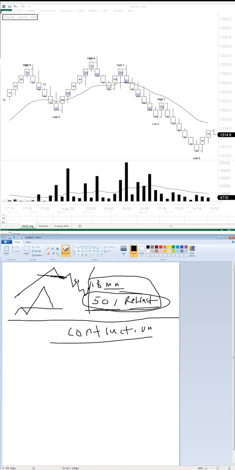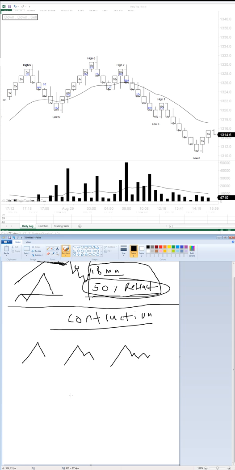Okay. So when it comes down, you can have multiple structures. So now we're going to move to the structure of the pullback. You want like this, like this. I'm not too crazy about this, but I like the second the most, but whatever. This is an ABC correction. This is a 135 correction. Whatever, but the point is it better hit that 50% line and go attack below it.